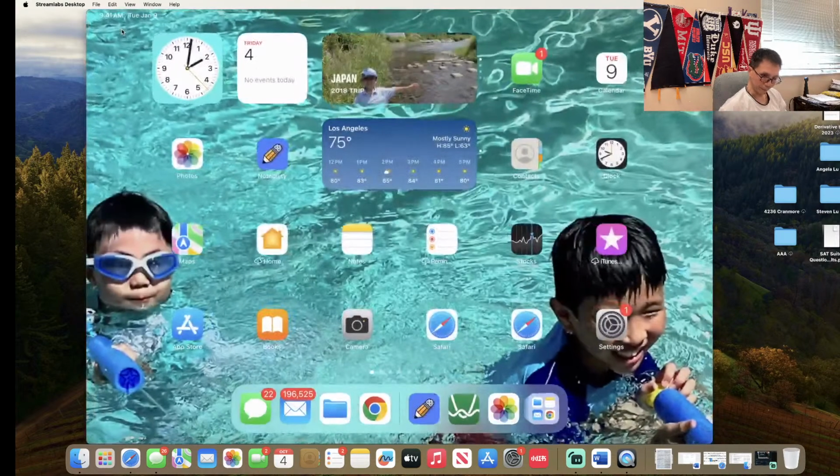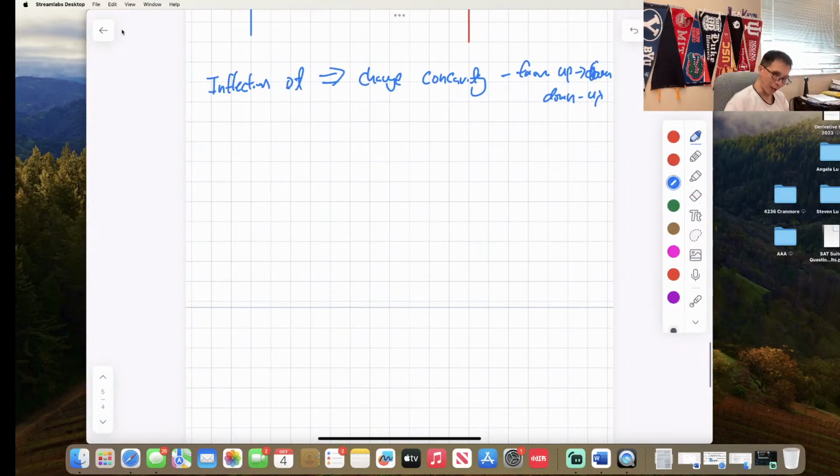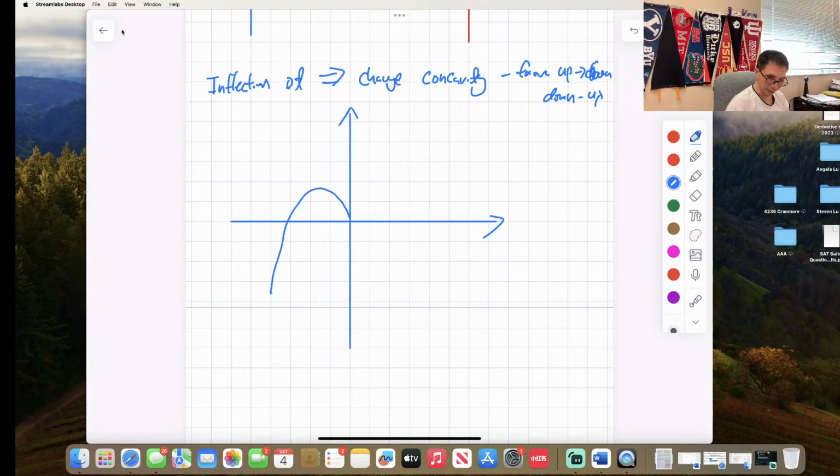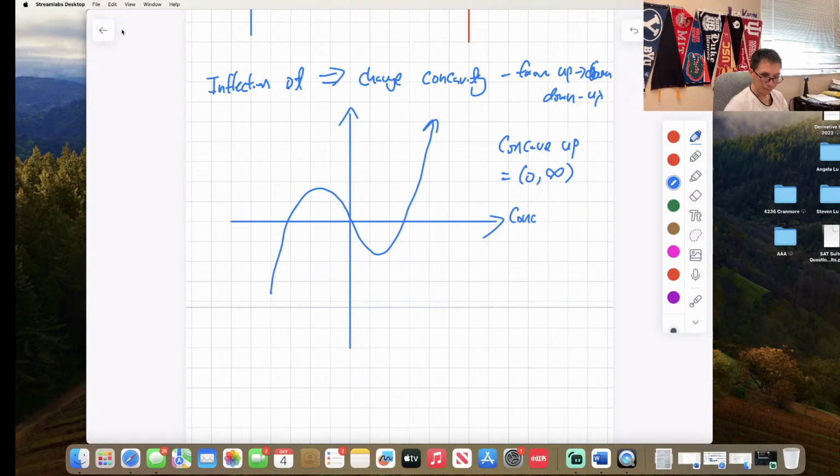All right. So remember, I'm going to draw out a graph. I think the graph's like this, right? Is that right? So concave up. Concave up is where to where? 0 to infinity. All the way. Concave down. Very good. It's negative infinity to 0. Where's the inflection point?